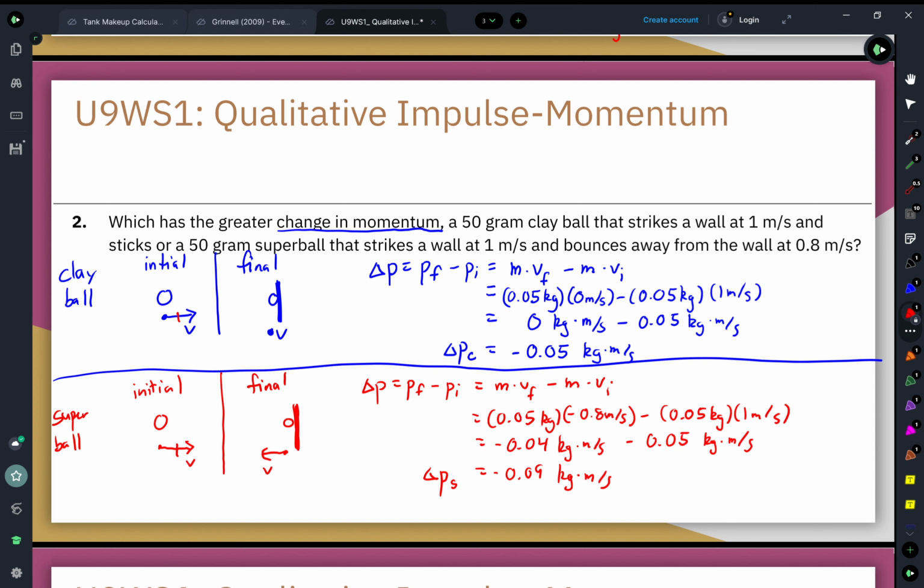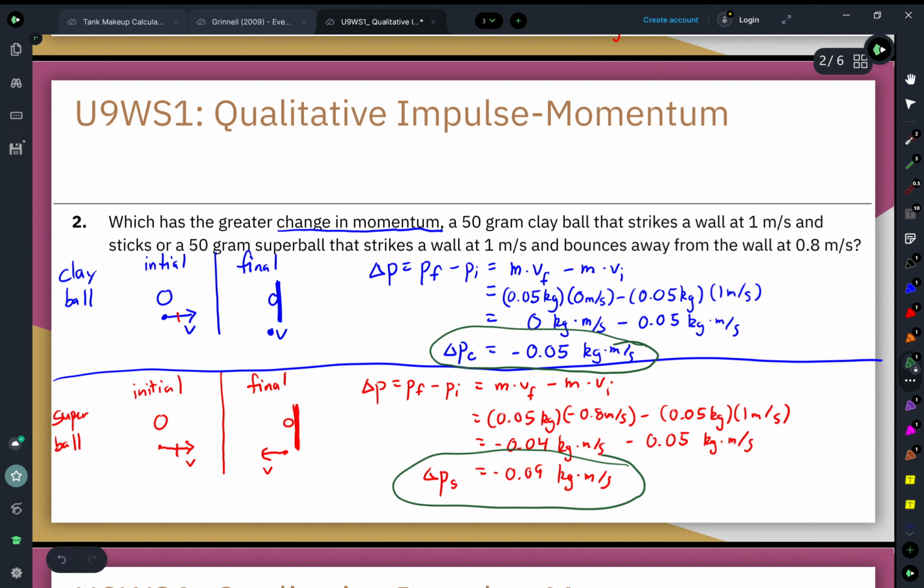Well, when I'm comparing these two, the change in momentum for the super ball is negative 0.09 kilograms times meters per second, whereas the change in momentum for the clay ball is negative 0.05. The bigger number is going to be 0.09, even if it is negative, because it has a greater magnitude. So that is going to be a greater change in momentum for the super ball than we have for the clay ball.